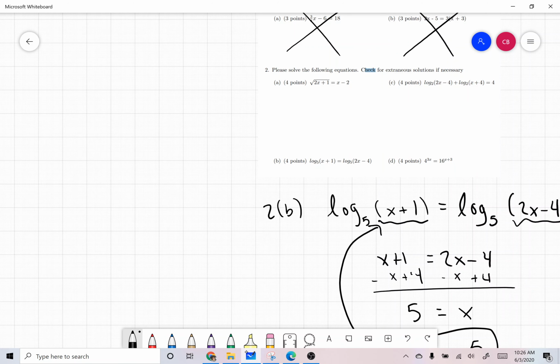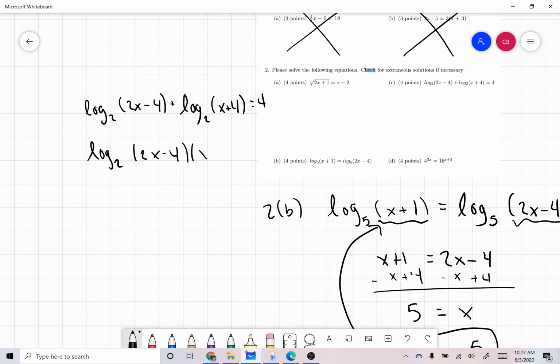We'll do part C now. We have log base 2 of 2x minus 4 plus log base 2 of x plus 4 is equal to 4. Well, these are all base 2, so let's combine these real quick. These two are being added, so we have log base 2 of (2x minus 4)(x plus 4) is equal to 4. Now we can raise this to the power, 2 to the fourth, and 2 to the log base 2 of that is going to give us (2x minus 4) times (x plus 4) is equal to 2 to the 4, which is 16.